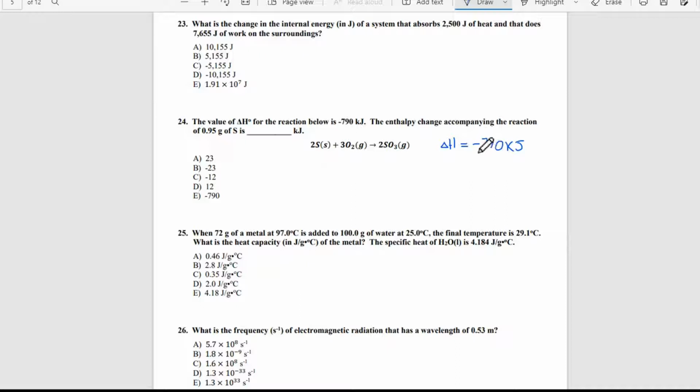Yeah, if the delta H is negative, that means it's exothermic. It means the heat is released. If it's positive, it's endothermic. Now, why is this useful?